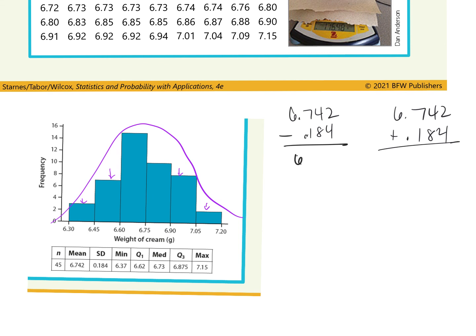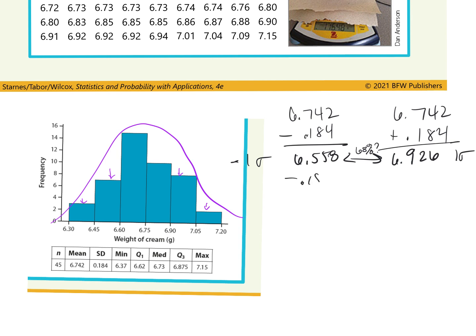When we do that, we get 6.558 and 6.926. So this is 1 sigma, right? This is -1 and this is +1 standard deviation. So that's the first one. We're going to look for the data between these two numbers to be 68%. That's the question we're looking for.